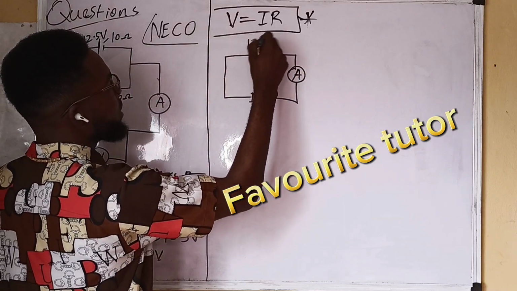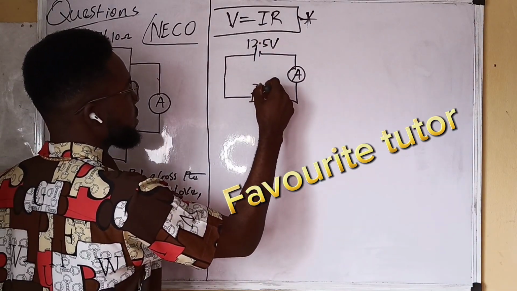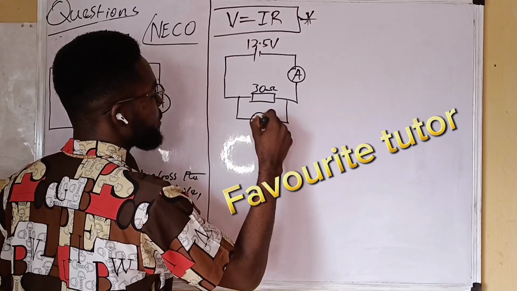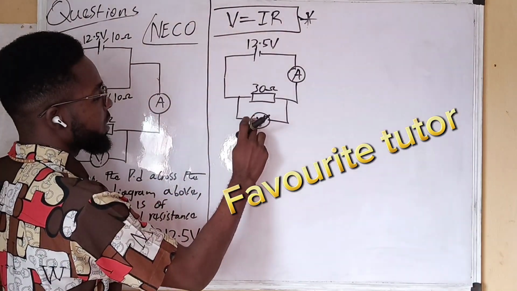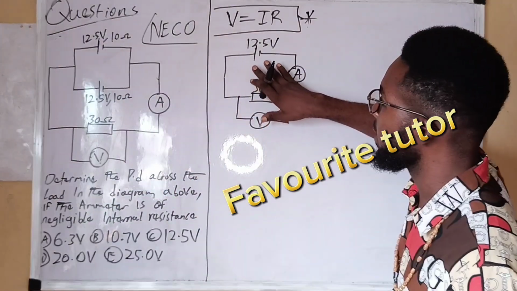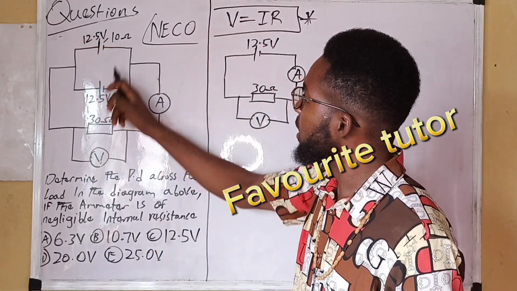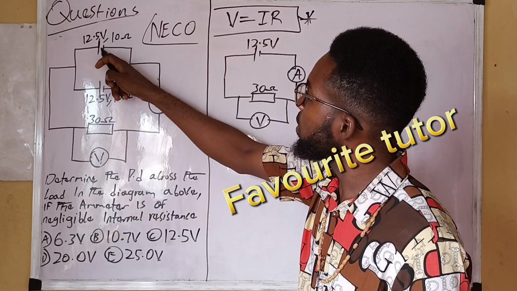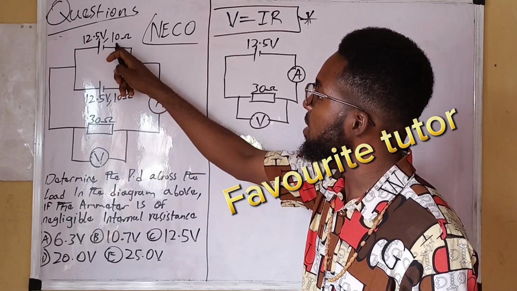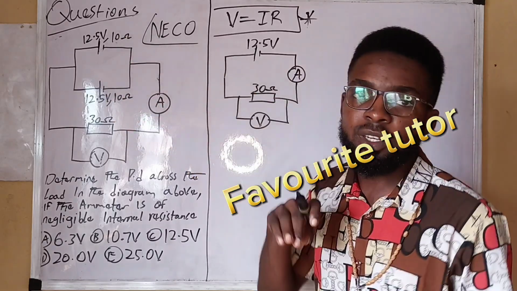So we'll pick one, which is 12.5 volts. While this is the load, 30 ohms. And of course, the voltmeter measuring the potential difference. So we have simplified the cell. Okay, we'll pick one for the cell. Then the cell also has internal resistance of 10 ohms. 10 ohms. And they are parallel to each other.